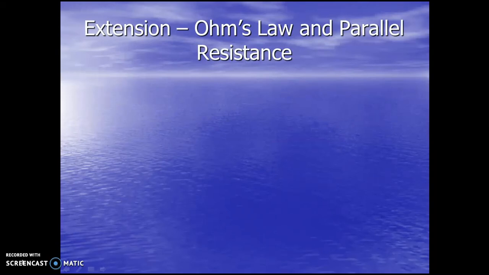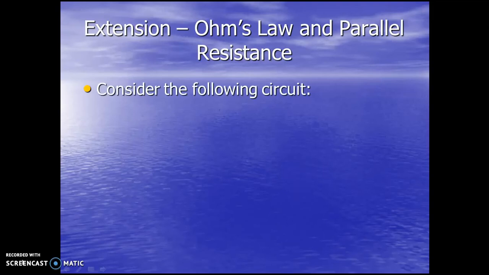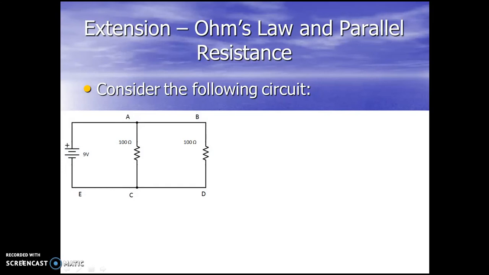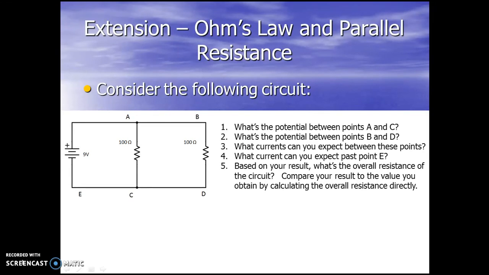Now, as an extension, I promised you some additional thinking to do with this problem of parallel resistance. Well, let's take this following circuit here. So this is a standard parallel circuit because there are two paths for the electrons to follow. And what I'd like you to do is consider the potential difference between points A and C, the potential difference between points B and D, and then calculate, based on Ohm's law, the current that you can expect through these two parts of the circuit.